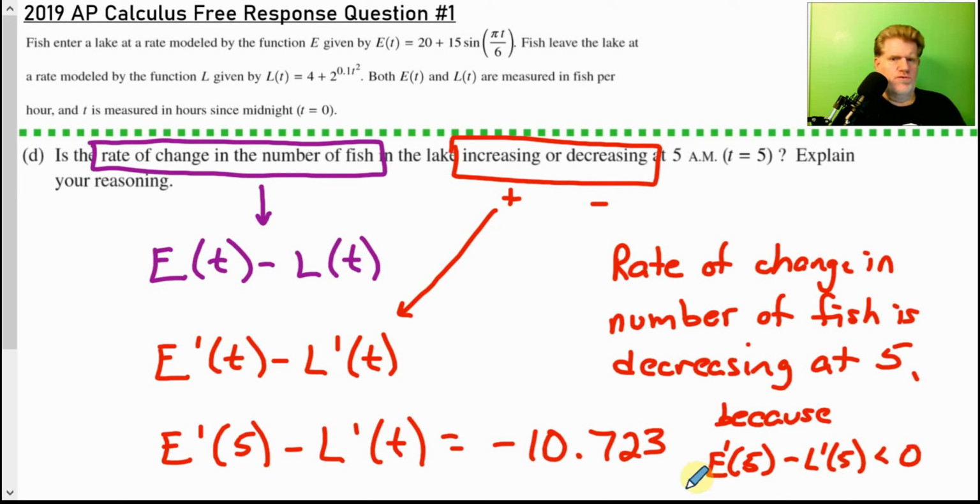So just be careful with the wording. The question itself really isn't that crazy. It's the wording that makes them difficult.